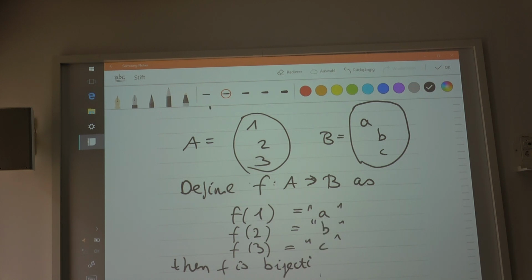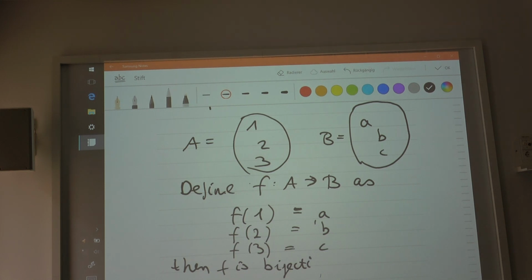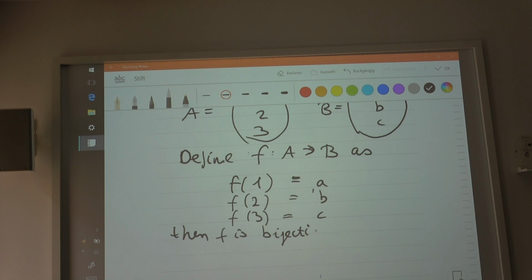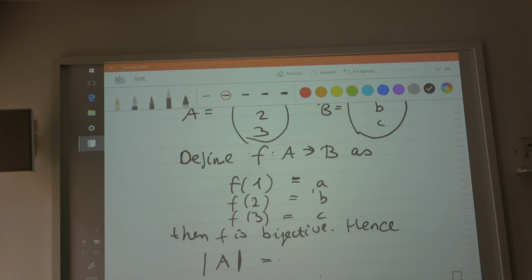So basically, what you have is that the function is bijective. And since there exists a bijective function from A to B, we can say that the 2 sets are of equal size. The cardinality of the 2 sets is equal. So the cardinality, something like the absolute value, the number of elements in the set A, is equal to that of the set B.